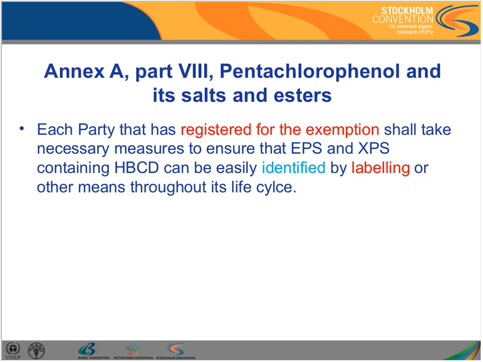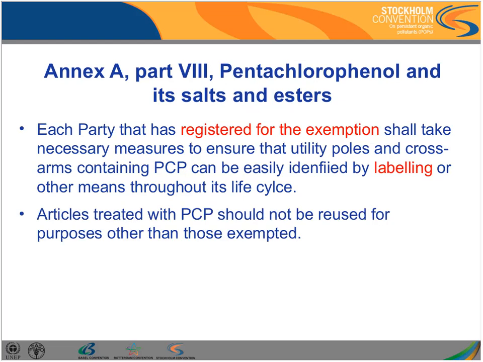A similar labeling condition is provided for Part 8, pentachlorophenol and its salts and esters. So again, each party that has registered for the exemption shall take necessary measures to ensure that utility poles and cross arms containing PCP can be easily identified by labeling or other means throughout its life cycle. There's one additional sentence in this part, which is that articles treated with pentachlorophenol should not be reused for purposes other than those exempted.